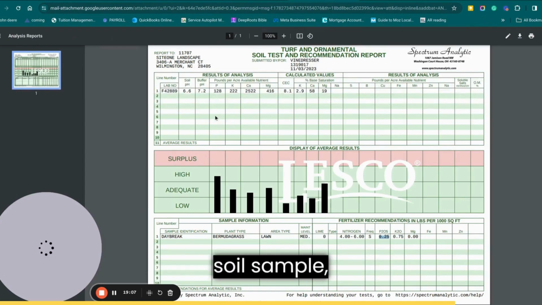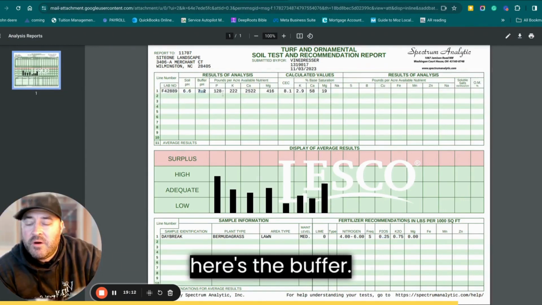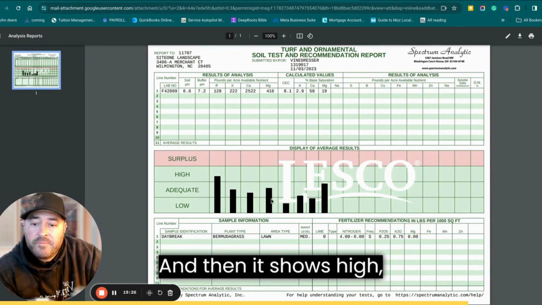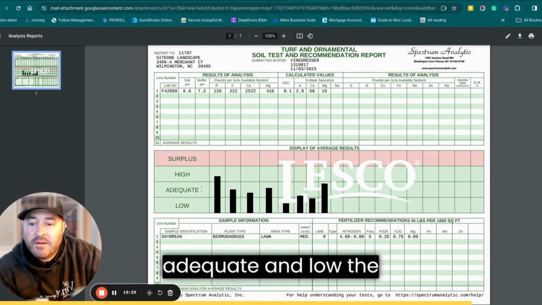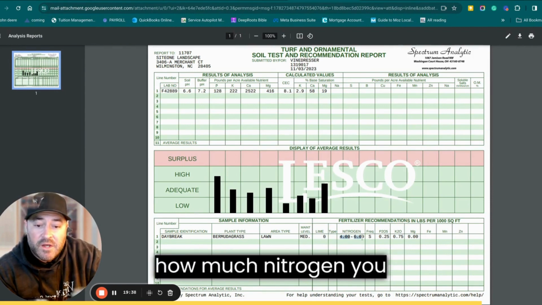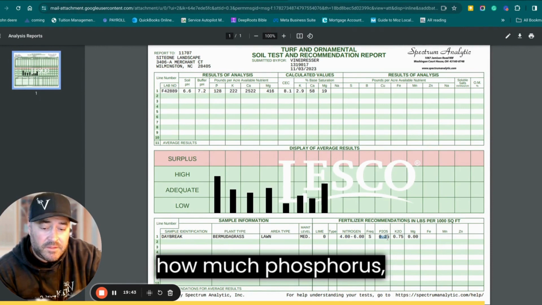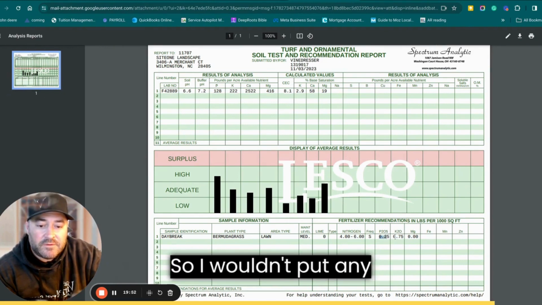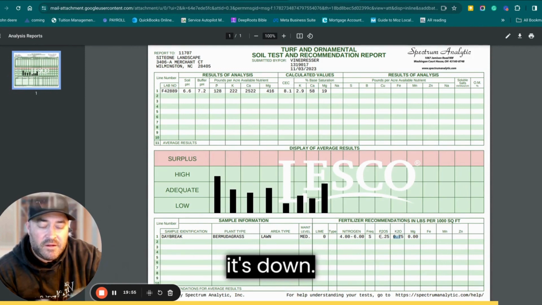And so here's a soil sample, the soil pH. Here's the buffer. Here are the results of pounds per acre of available nutrients: phosphorus, potassium, calcium, magnesium. And then it shows high, adequate, and low levels. And then down here, it's going to tell you how much lime you need to be putting down, how much nitrogen, how much phosphorus, how much potassium, how much magnesium. No magnesium, 0.75, and 0.25 of phosphorus. So the 0.25 phosphorus, I wouldn't put any in because once it's down, it's down. 0.75 of potassium, which we would get.